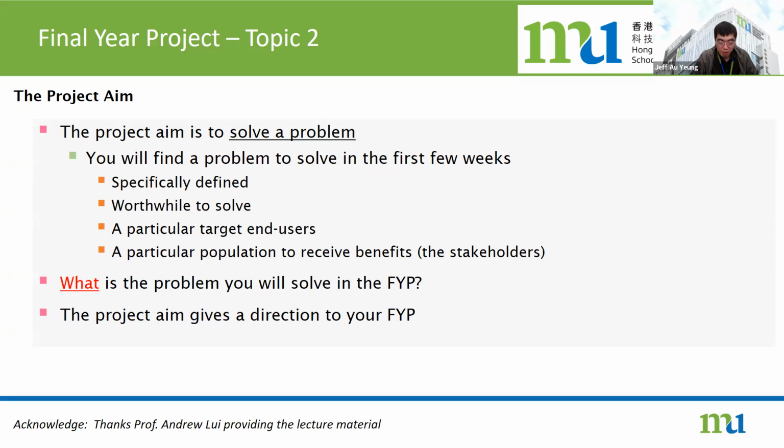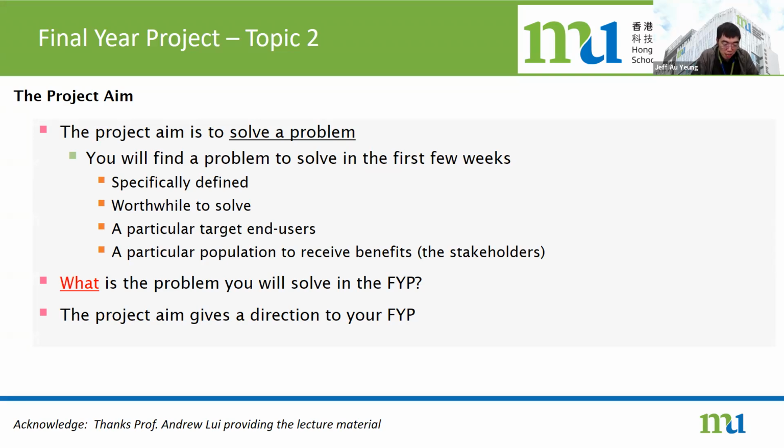The problem can be very big. It can be very small. It can be only suitable for a particular target user. It can be only suitable for particular operations. But you have to justify. If the problem is something nobody cares about, then why are you going to spend time on it?